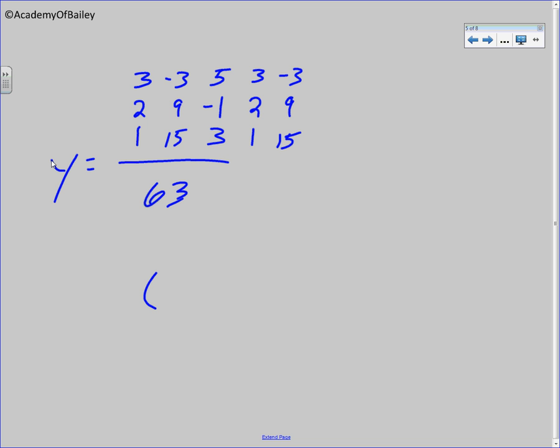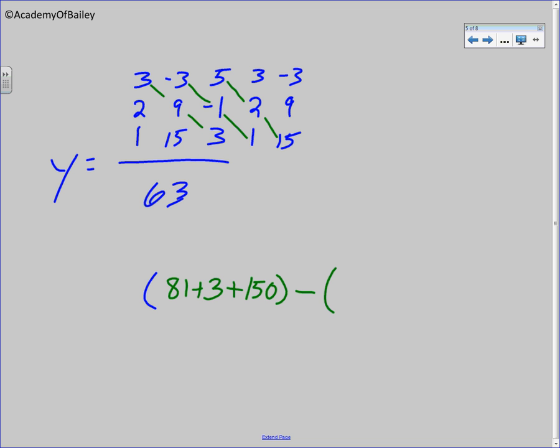Let's do the downs. 3 times 3 is 9, times 9, that's 81. We could have done 27 times 3 is 81 also. 3 times negative 1 is negative 3, times negative 3 is positive 9. And 5 times 2 is 10, times 15 should be 150.